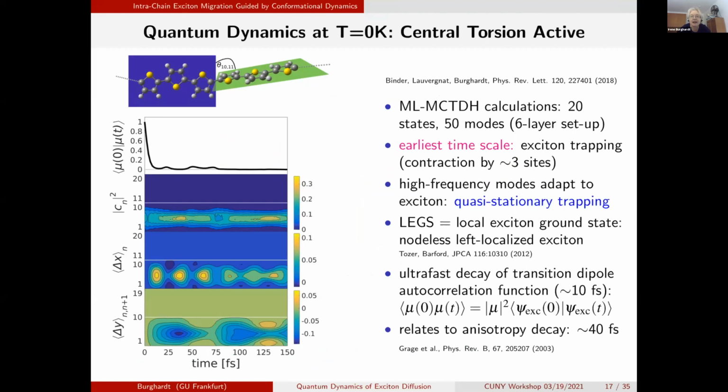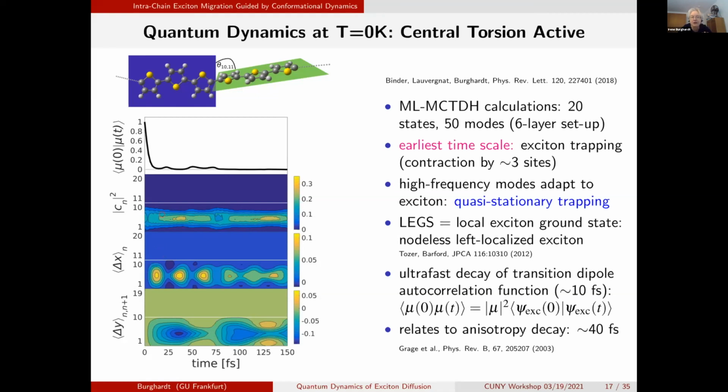Now, this is dynamics at 0 K with just one active torsion to start with, using multi-layer MCTDH, for a 20-site system. We imagine that the exciton is first confined, let's say, to the left of this torsional defect, and we want to see how things change in the course of the dynamics. This is the first 150 femtoseconds, and you see that nothing much happens. The exciton is confined on the left-hand side of this defect, and the torsion is slower, so it hasn't moved yet.